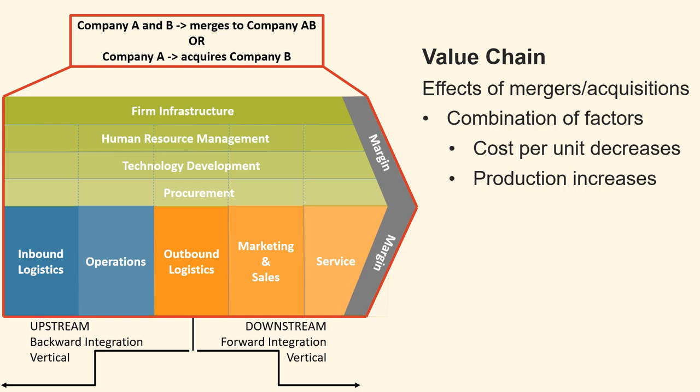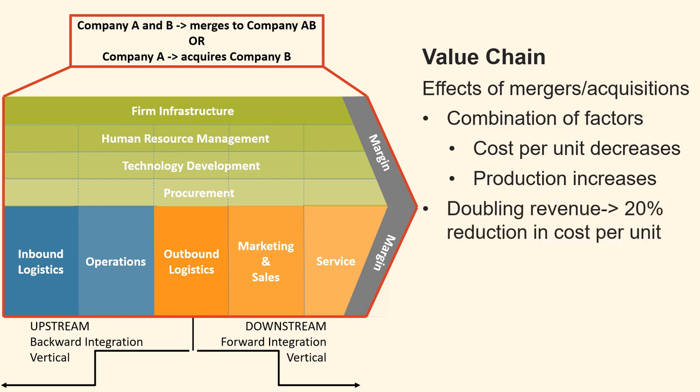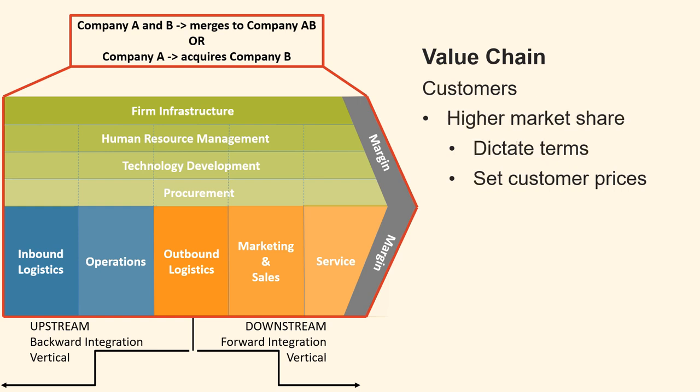When these factors are combined, the total cost per unit decreases as production increases. The principle suggests that a doubling of output is associated with a 20% reduction in unit cost. Gaining a higher market share through mergers or acquisitions can enhance a company's ability to dictate terms and set customer prices.